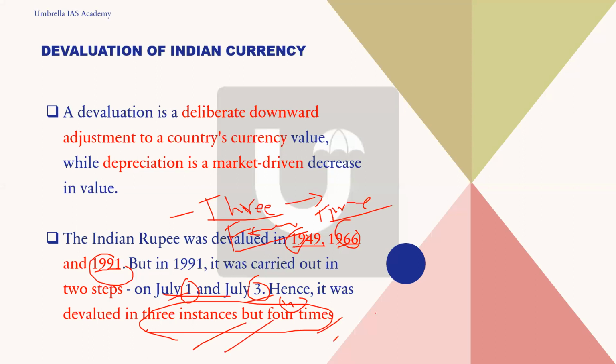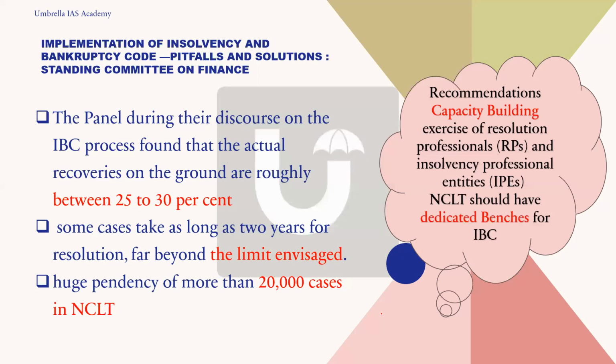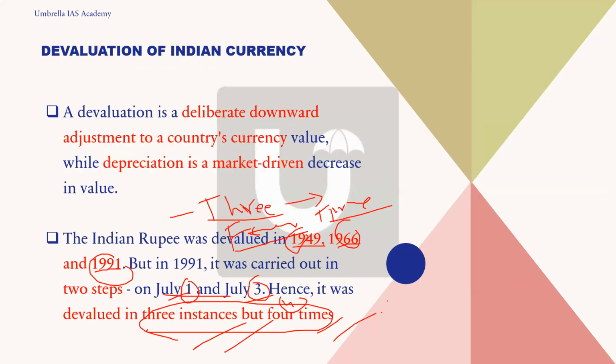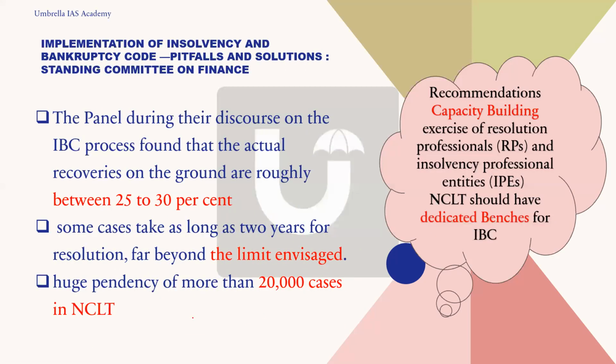This clarity RBI has given is important for the exam, and even in the interview, if they ask you, you need to have this clarity. Is this clear, everyone? Devaluation: instances and times. No confusion, right? 3 instances. What are the years? What are those 3 instances? 1949, 66, and 91.